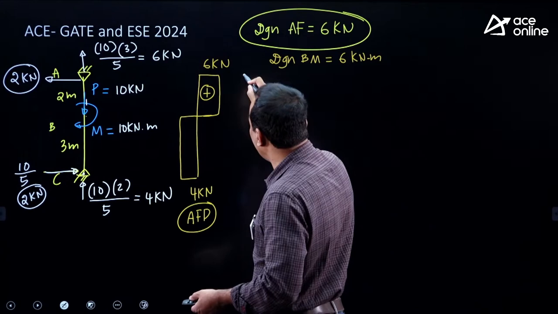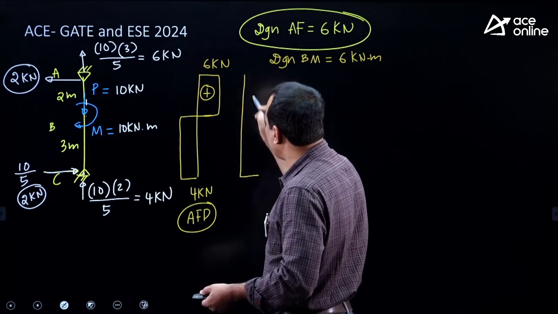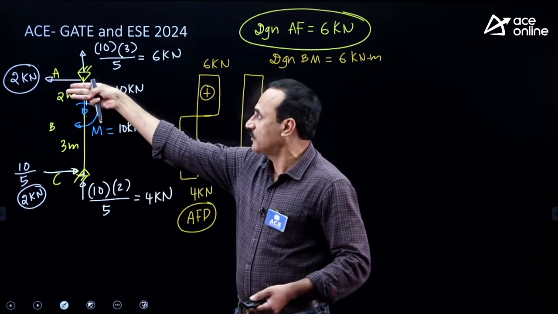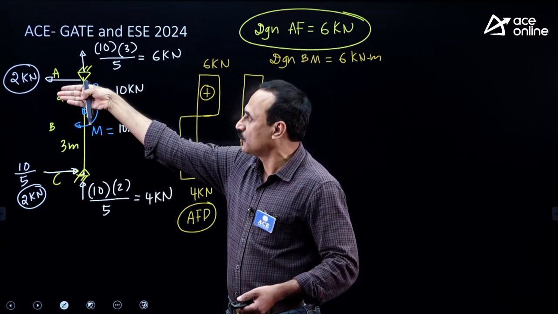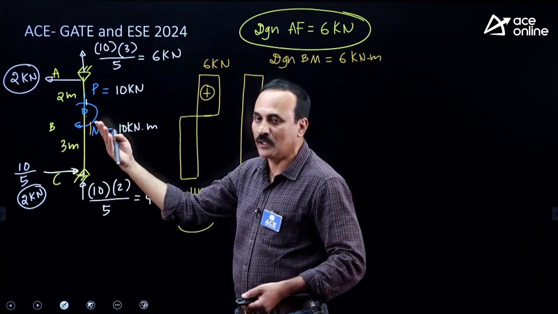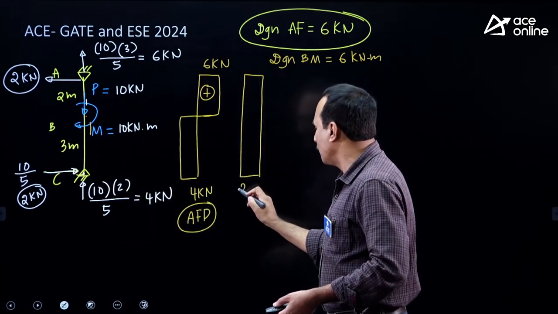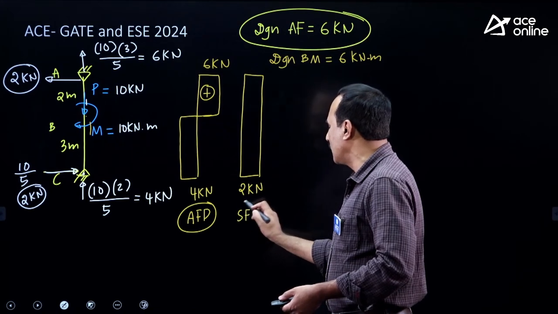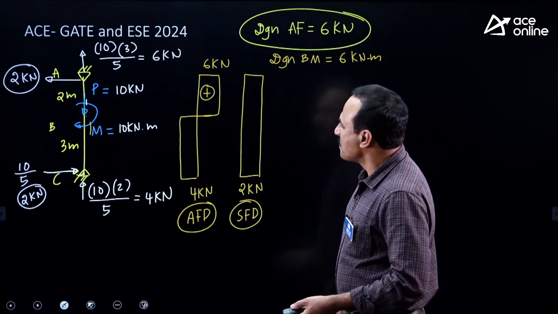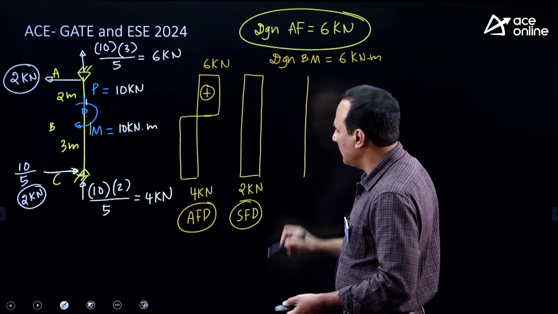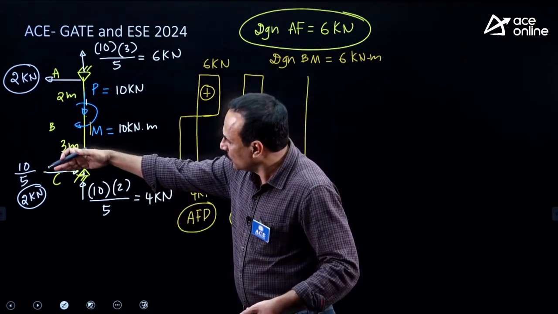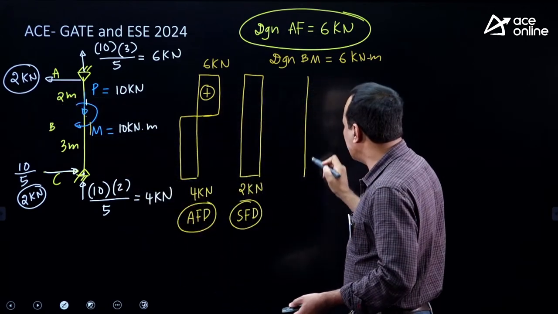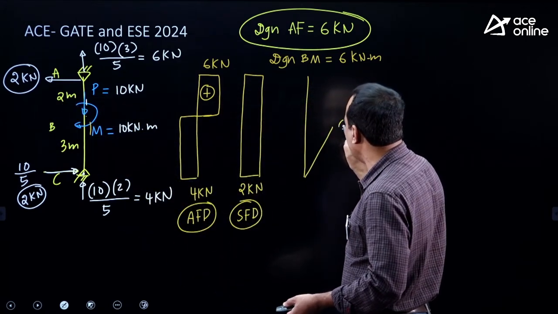Now coming to the shear force diagram. The same constant shear force is acting. You see, the shear force above my hand is 2 kN, till here 2 kN. So it's a rectangle of 2 kN. This is the shear force diagram. Same magnitude throughout the length of the member. Now coming to the bending moment. So this side, 2 into 3, 6 kN meter may be acting here.